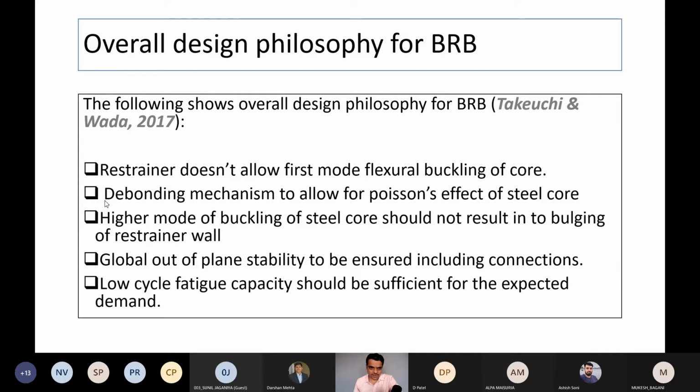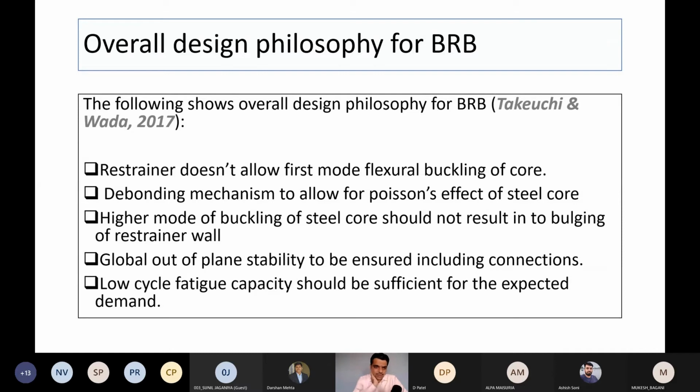And as we have discussed a couple of times in the earlier slide, if the debonding mechanism is, for example, let us say not available in the BRB because of XYZ reason, then the whole purpose of this BRB wouldn't be achieved. That means the capacity of this BRB in pure axial tension and compression won't be similar.